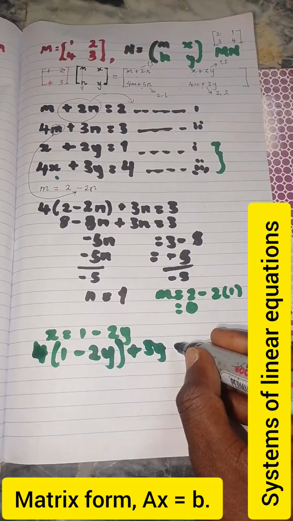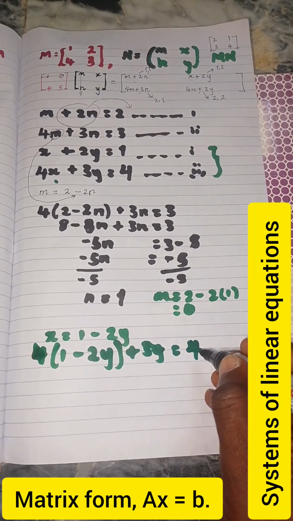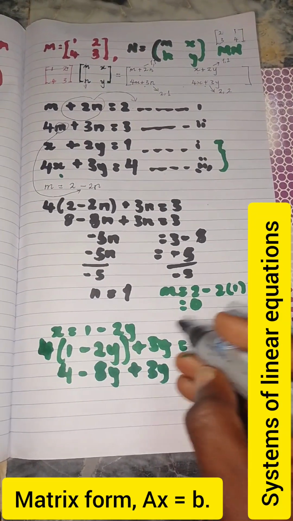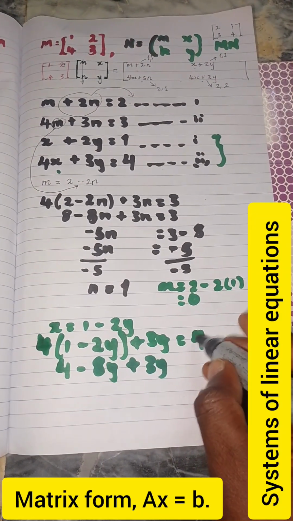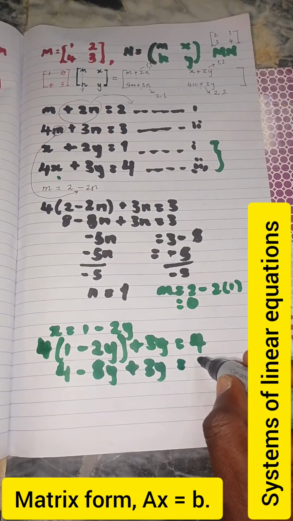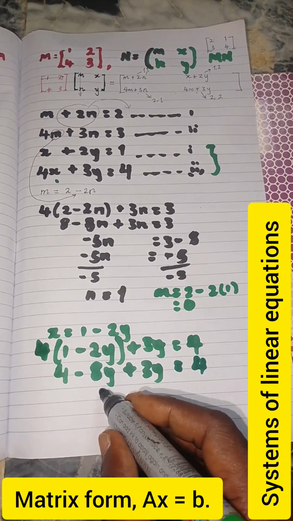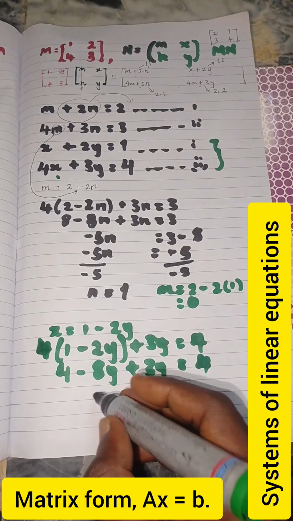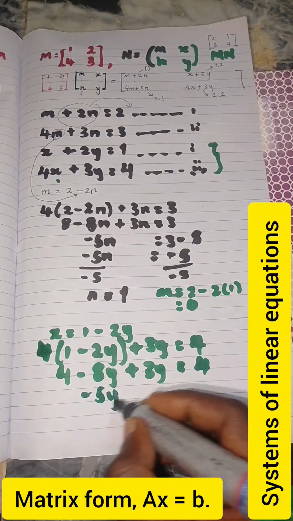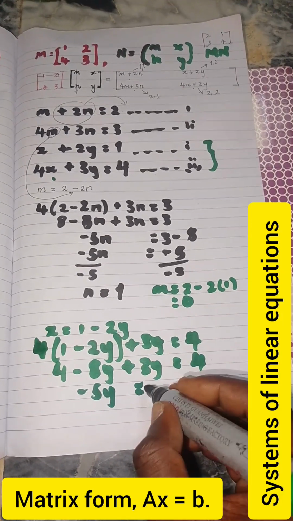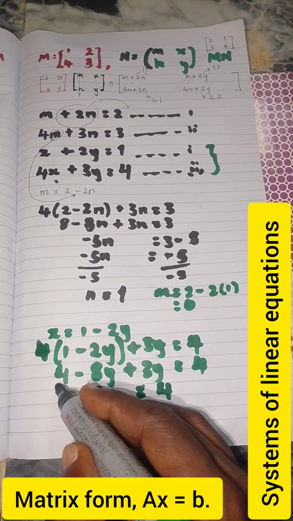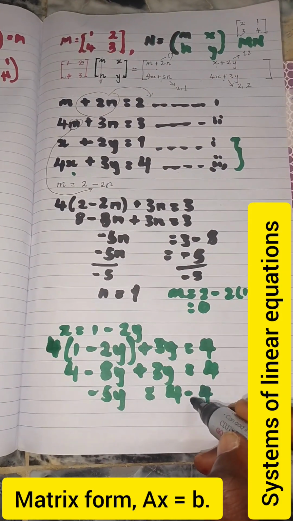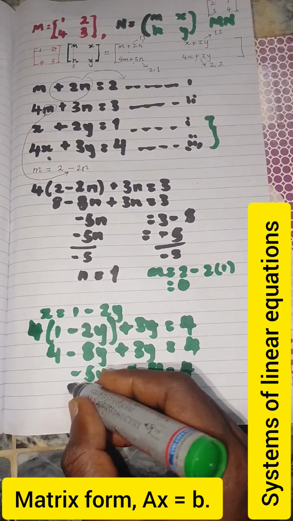Multiplying this, 4 times 1 is 4, 4 times minus 2y is minus 8y, plus 3y. So 4 minus 8y plus 3y equals 4. And then collect like terms. Minus 8y plus 3y gives us minus 5y. So minus 5y equals 4, then this 4 goes to the other side: 4 minus 4 equals 0, so minus 5y equals 0. So y equals 0.